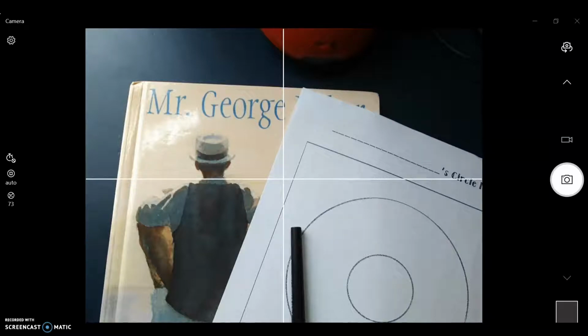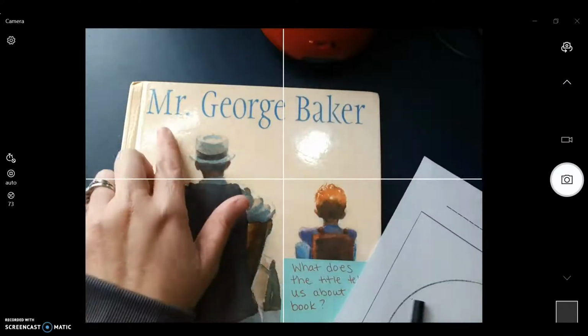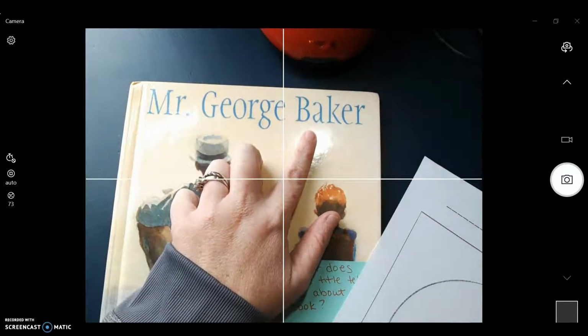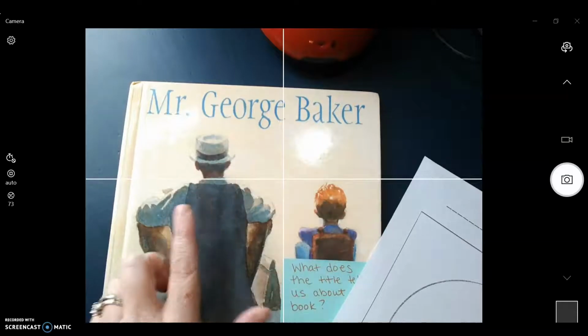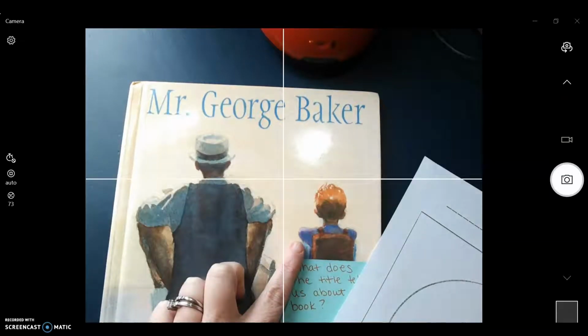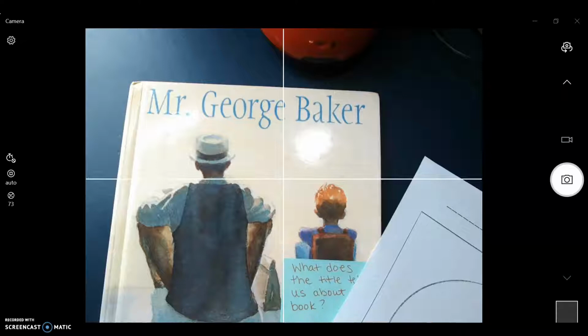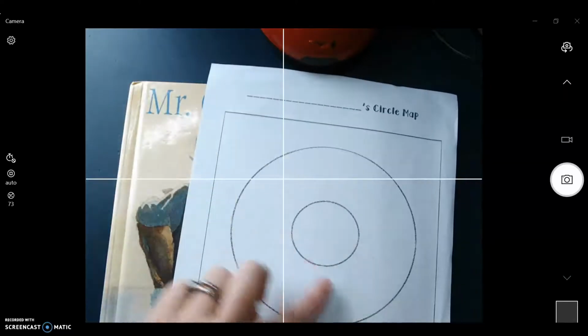Hey scholars, during this week's self-paced learning, we are going to be looking at characters in a story and looking at their decisions, their thoughts, their actions, things that they've done, and thinking about what we can learn from those characters. So during our teacher model today, we're going to be looking at our book, Mr. George Baker. If you remember, we read this book last week, and it was about an older man and his neighbor, Harry. We're also going to be using a circle graph.